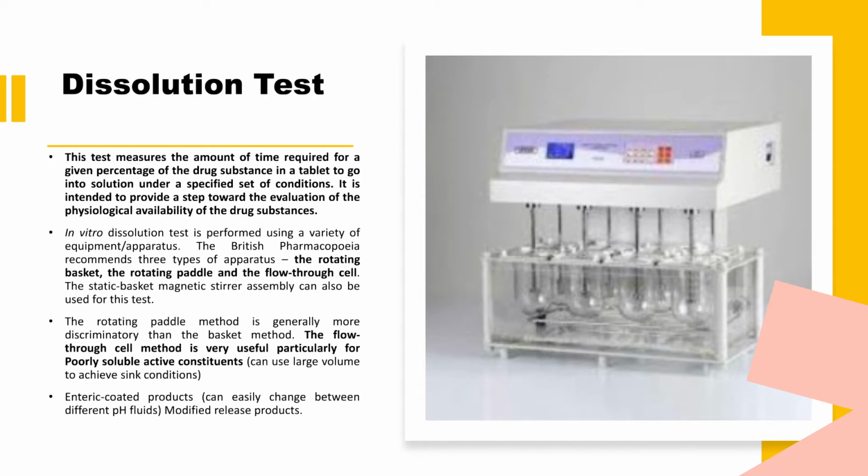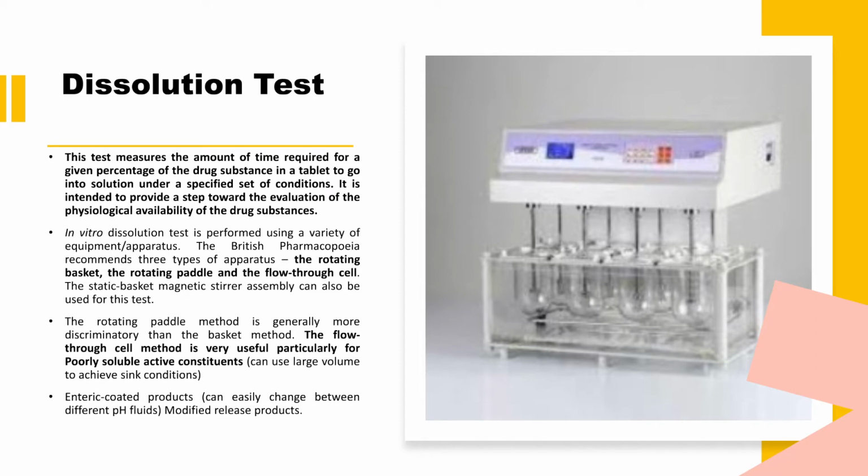When we try to understand the dissolution test, as per the Indian Pharmacopoeia, there are two methods which are used. The first is the paddle method and the second is the basket method. The rotating paddle method is generally more discriminatory than the basket method. In the British Pharmacopoeia, basically three sets of apparatus are used: the first is the rotating basket, second is the rotating paddle, and third is the flow through cell. Each of them is used for different kinds of dosage forms.